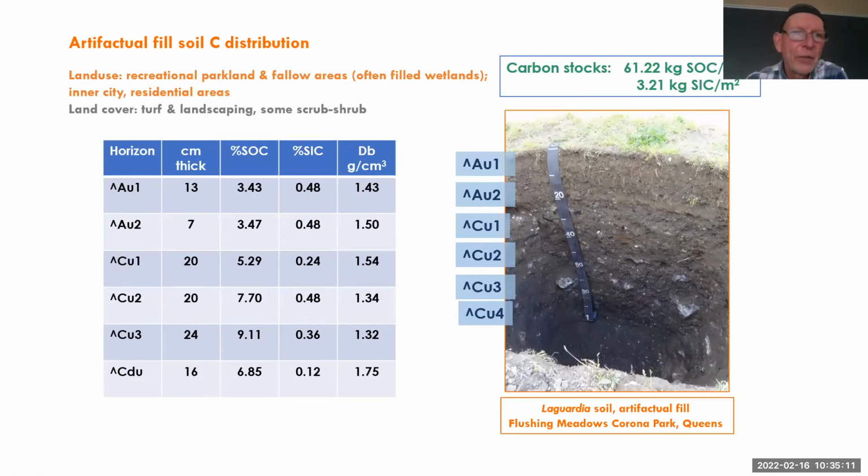Here's an artifactual fill soil, one of those soils in construction debris. Okay, you can see first the horizons are thicker, and look at that organic carbon concentration, and it just sort of varies, but it's pretty high throughout the whole profile. Okay, a lot of black carbon in there, ash, asphalt, and this one's also got some soil inorganic carbon. Okay, carbon stocks in this profile, 61 kilograms of soil organic carbon and 3.21 kilograms of inorganic carbon.